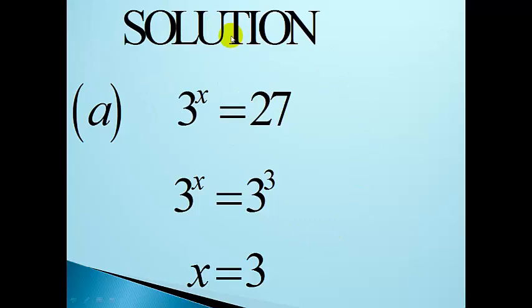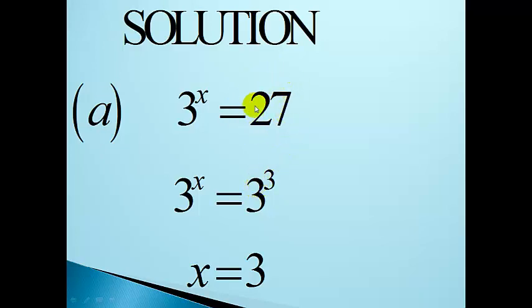Now, solution. Let's look at the solution to the problem in A. We were given 3 raised to the power x equals 27. Now, the bases are different. The base on the left hand side is 3 and the base on the right hand side is 27. Take note, the exponent here is 1, but 27 raised to the power 1 is the same as 27. So we have to express 27 also to have the base 3 so that we can equate the exponent.